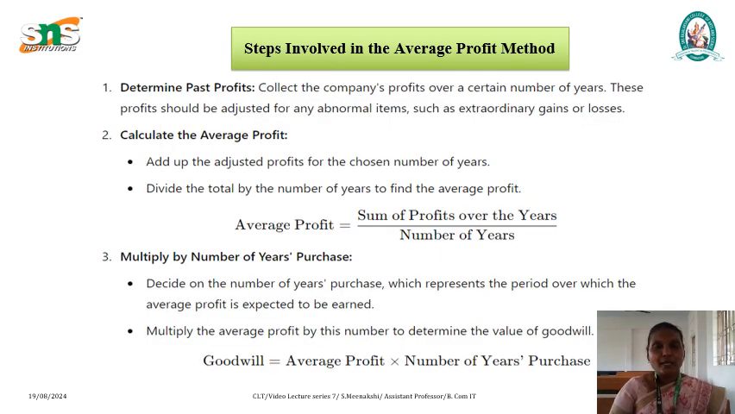The steps involved in the average profit method. These are the main steps to be followed to calculate it. Determine the past profit. The first step is to ascertain the past profit. Then the second step is to calculate the average profit. As we all know, we sum all the profits over the years and divide by the total number of years to get the average profit. The third step is to multiply by the number of years' purchase, so that we get the goodwill using the formula: average profit into number of years purchase.